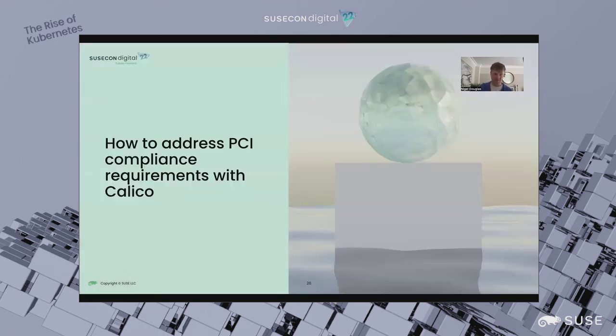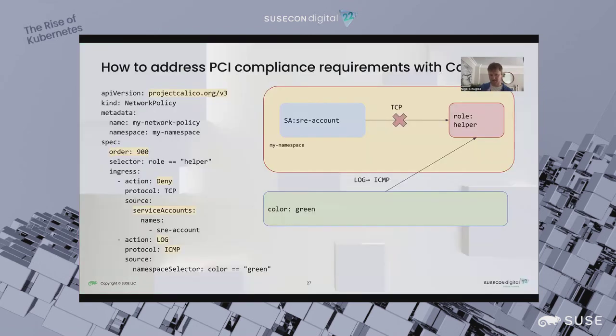So how do we address PCI compliance reports with Calico? A lot of it I think I covered already, but from a policy perspective, I didn't show you actually the code on how we do it. So here's an example using the Kubernetes policy definition, in case that's what you're using. This is using Calico. So you can see the API version is projectcalico.org/v3. In this case, all we're saying is, say for instance, the service account SRE account, that's in the namespace called my namespace, I don't want it to be able to talk to any workload that has the role of helper. That's the label assigned to it: role equals helper.